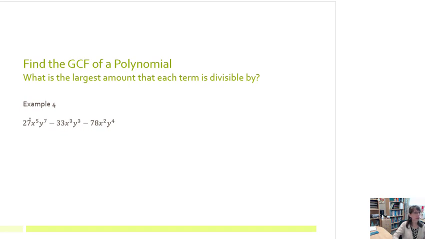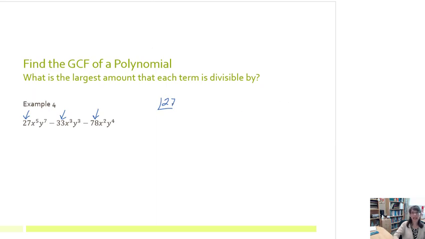For our final example, we have 27x to the 5th y to the 7th, minus 33x to the 3rd y to the 3rd, minus 78x squared y to the 4th power. So we're curious about if 27, 33, and 78 might have a common factor. So we'll just use our factor ladder and start our division process.